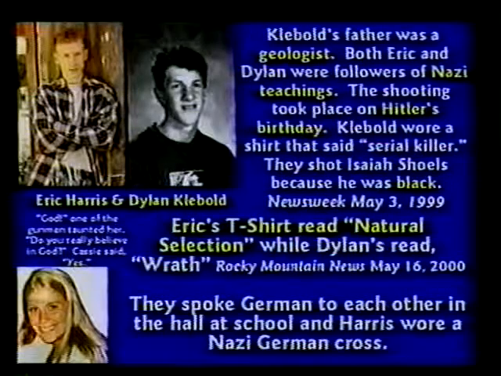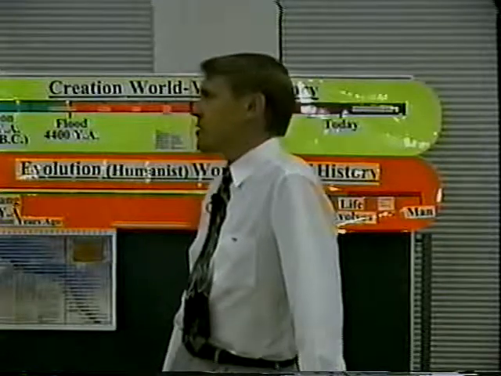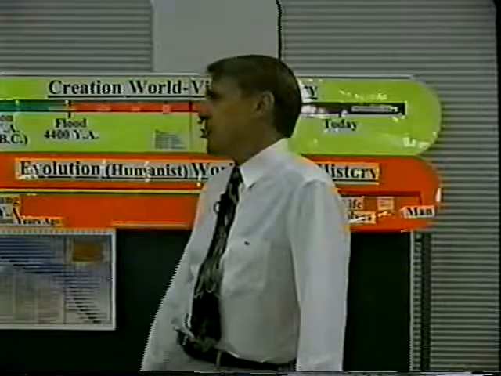Remember the Origin of Species by Means of Natural Selection, or the Preservation of Favored Races? Nazism, of course, was, we'll get into more of that later, how evolution is the foundation for racism. One race must be superior to the rest. Eric's t-shirt said natural selection. Darwin's wrath, according to the Rocky Mountain News. Where are these kids getting this philosophy anyway? They spoke German to each other in the hall at school, and Harris wore a German Nazi cross.